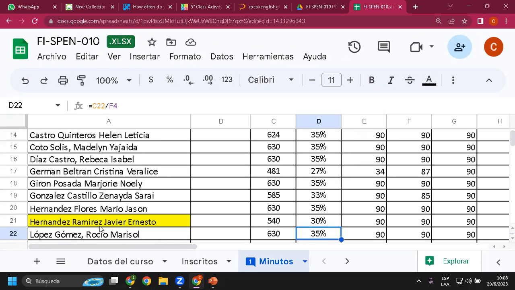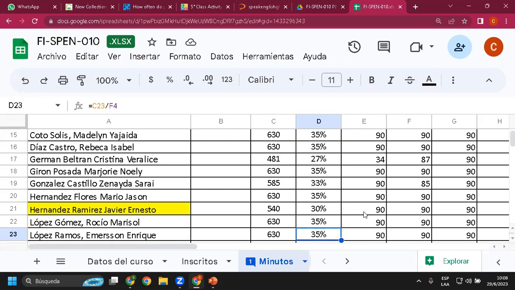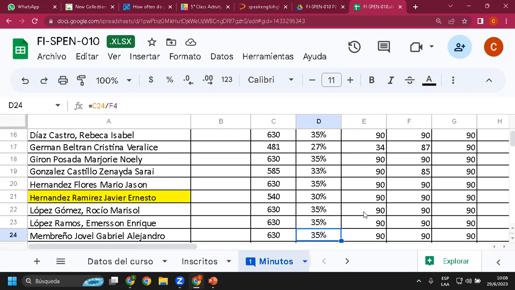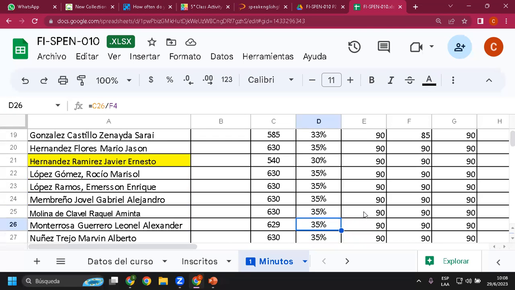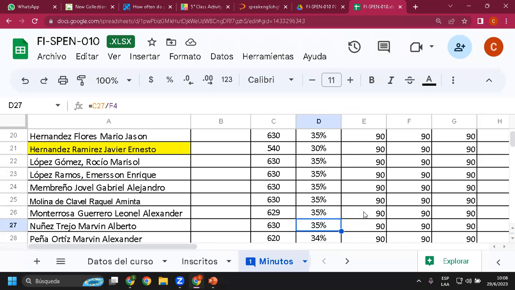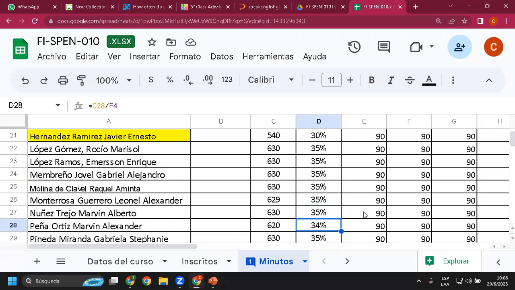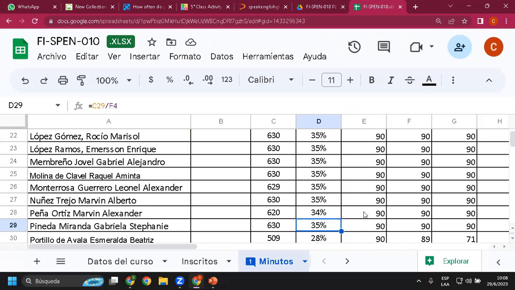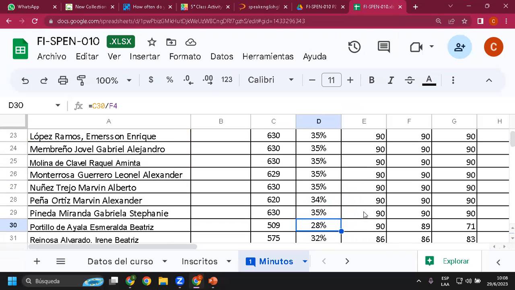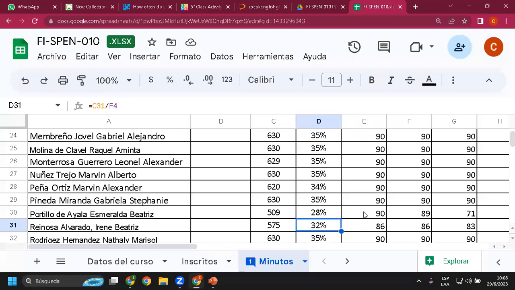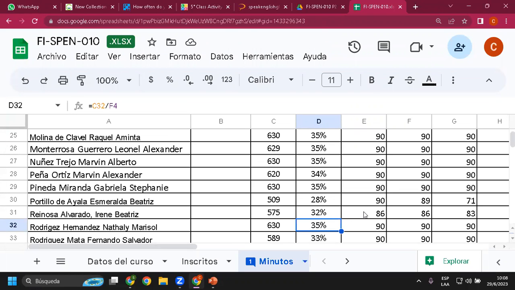There are some names that are in yellow, but it doesn't mean anything. So don't worry if you are in yellow, okay? So look, so far so good, guys. I can see a lot of people with the 35%. So that's excellent. Just be careful the ones with less than 35%.